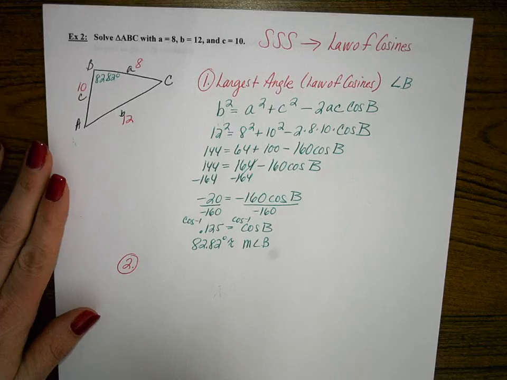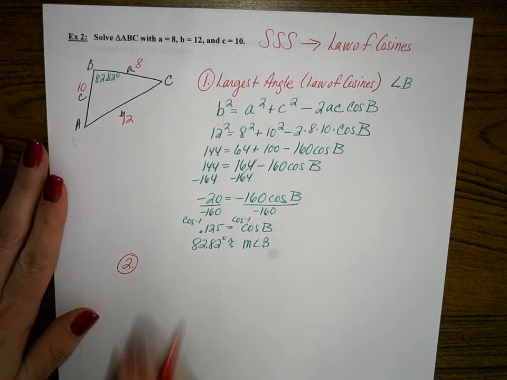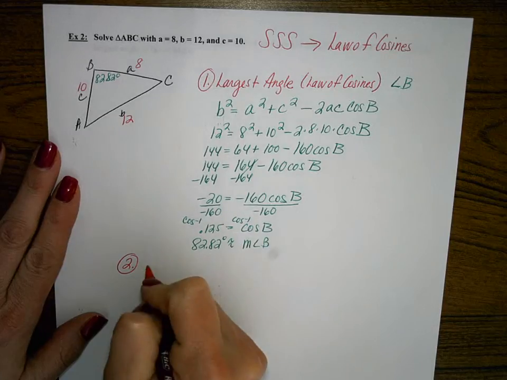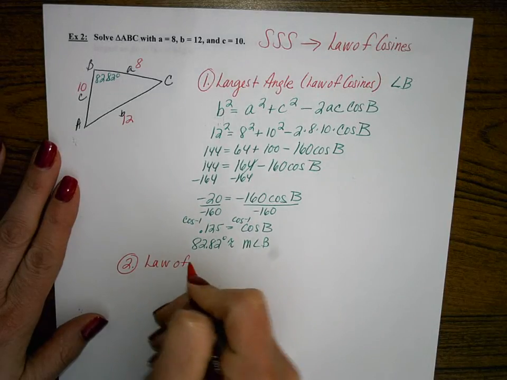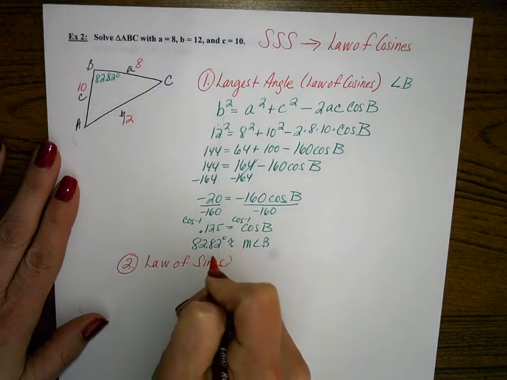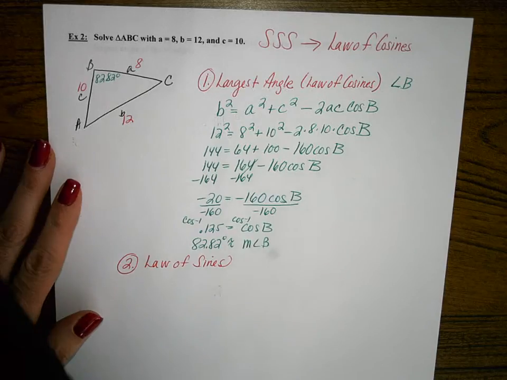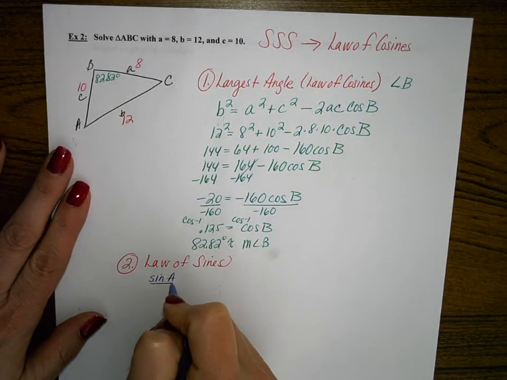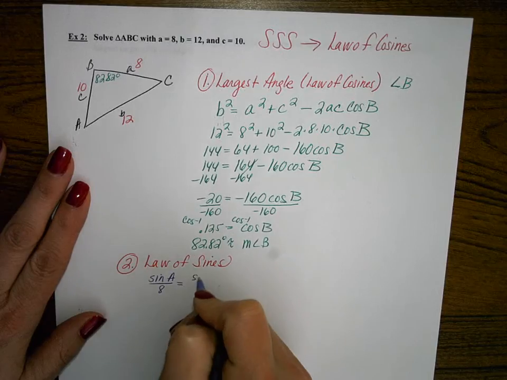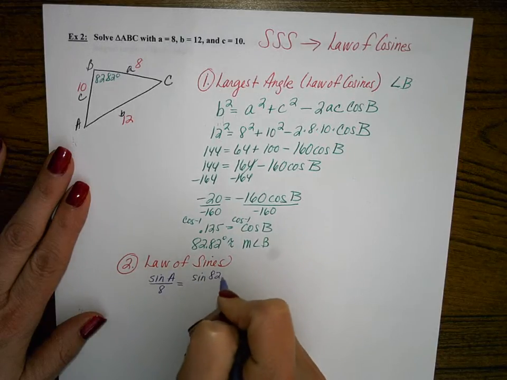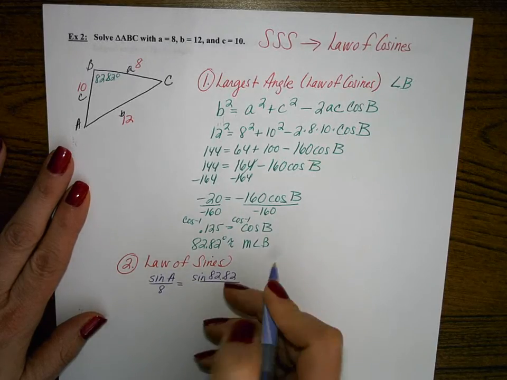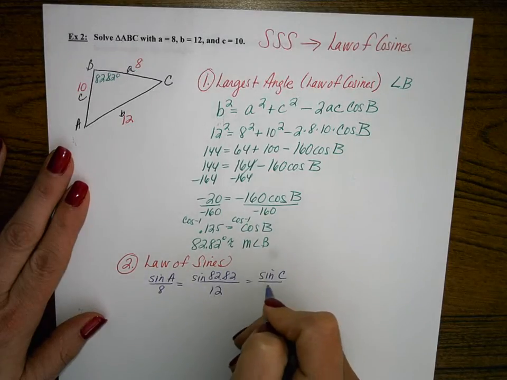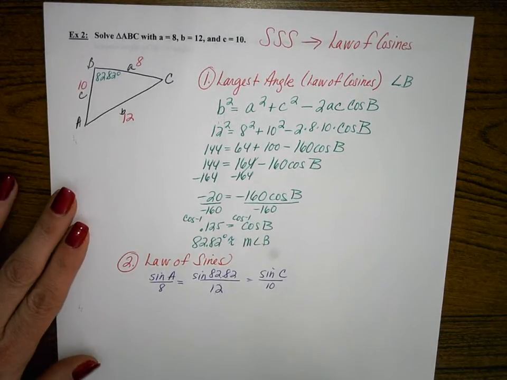Okay, now, the next thing I'm going to do is set up the law of sines, because now I have an angle and the side opposite, so I can go and set up the law of sines. Using that law of sines, I'm going to have the sine of angle A, which I don't know, over little a, which is 8, equal to the sine of angle B, which is 82.82, over little b, which is 12, is equal to the sine of angle C over little c, which is 10. All right, things are looking good.